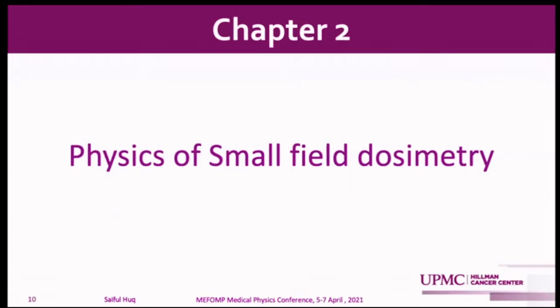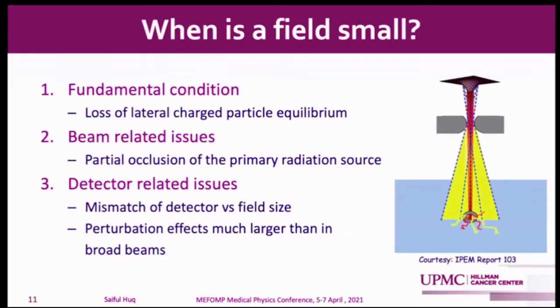Let's start with the physics of small field dosimetry. So when is a field small? There are 3 general conditions to consider if a photon beam can be classified as small. There's a loss of lateral charged particle equilibrium in the region of interest. There's a partial occlusion of the primary photon source by the beam collimation system. This is a machine-specific issue. And then there's a mismatch between the detector size and the field size. The perturbation correction factors for small fields are much larger than in a conventional broad radiotherapy beam.